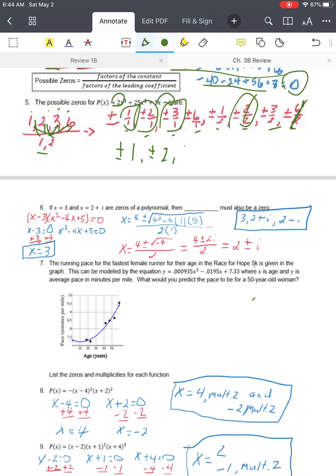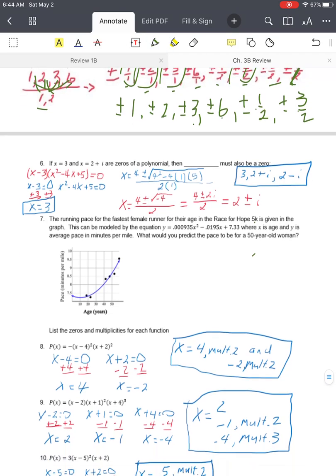Positive and negative 3, positive and negative 6. 6 divided by 1 is 6. And then we do our fractions, plus or minus positive or negative 1/2 and positive or negative 3/2. Those are the positive. That is 1, 2, 3, 4, 5, 6 times 2 is 12. There's 12 different possibilities for zeros for this function. Okay? All right, moving on.